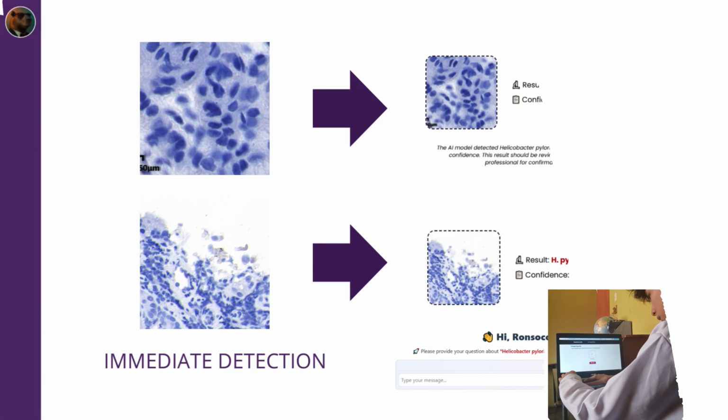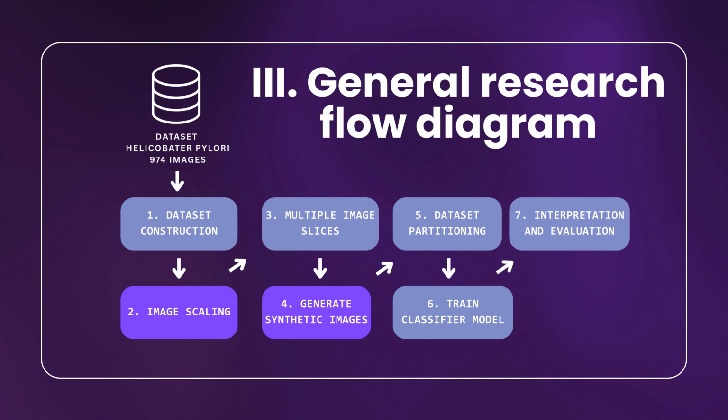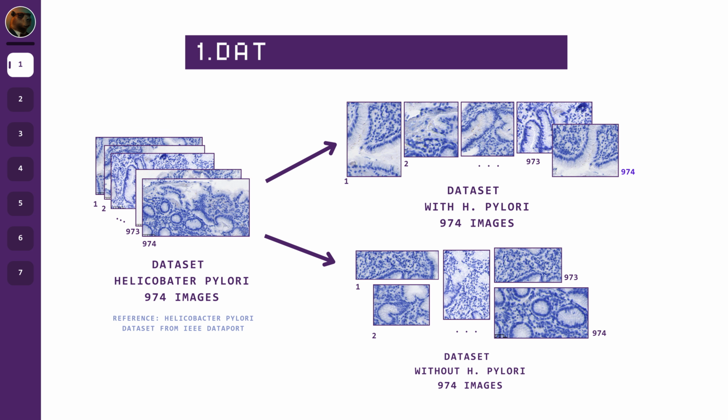This is where artificial intelligence comes in. Our proposal aims to be an automated support tool capable of detecting H. pylori in seconds, helping to reduce diagnostic time and increasing accuracy. General research flow diagram: dataset construction, image scaling, multiple image slices, generate synthetic images, dataset partitioning, train classifier model, and finally interpretation and evaluation.